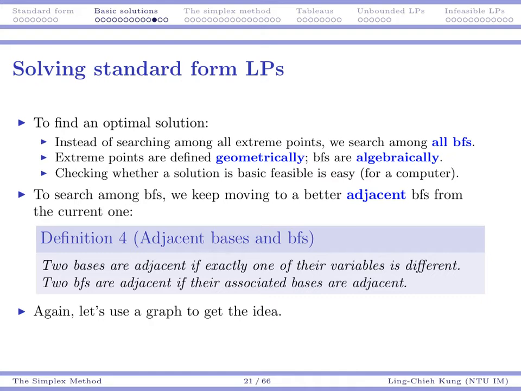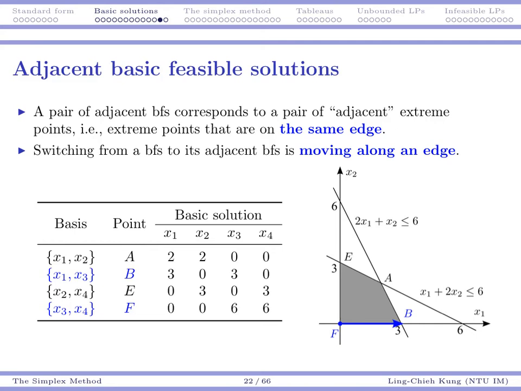Again, let's just use a graph to get a rough idea. Here is our previous example. We have four extreme points, or four basic feasible solutions. From the graph, you can easily say, okay, F and B are adjacent, B and A are adjacent, B and E are not adjacent, etc. Just following your simple intuition, if they share the same edge, then they are adjacent in general.